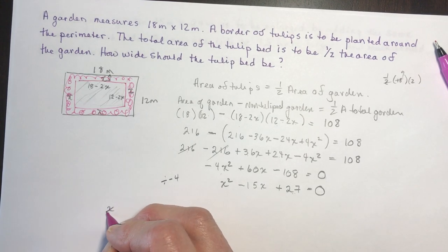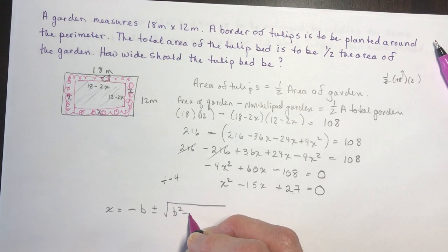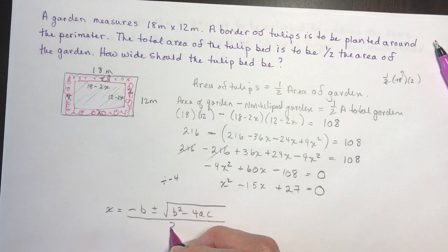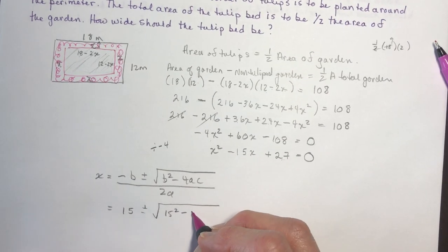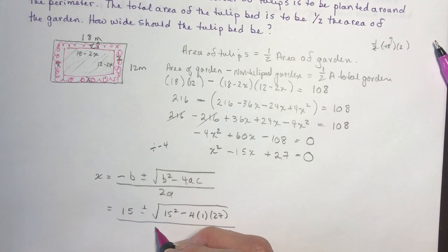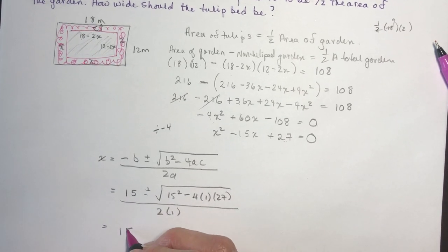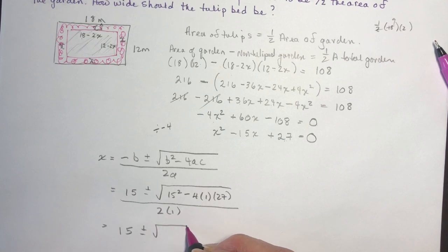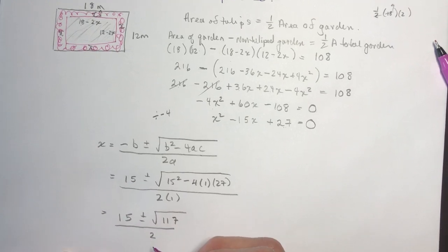Okay, so I'm going to use x equals negative b plus or minus the square root of b squared minus 4ac all over 2a. And so that's going to give me 15. So minus minus is a plus. Plus or minus the square root of 15 squared minus 4 times a times c, all over 2a is 1. So that's going to give me 15 plus or minus the square root of, and I've done this ahead of time, I cannot do all that in my head, but maybe I could make you believe that.